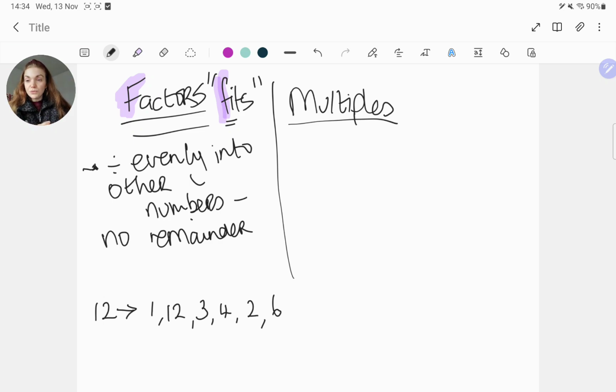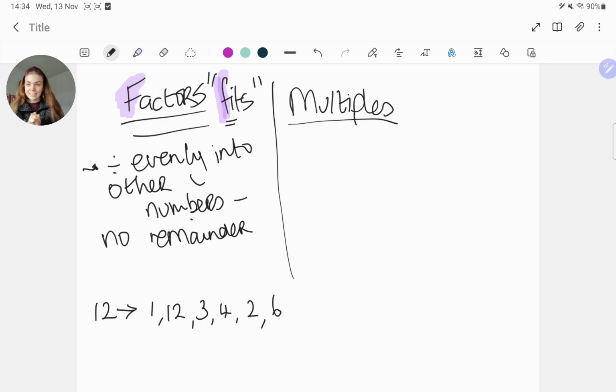And you can also notice that with factors, there's a finite amount. So for this one, we have got 6 factors. There's no more than that. It doesn't go on forever. There's only a certain number of numbers that go into 12.